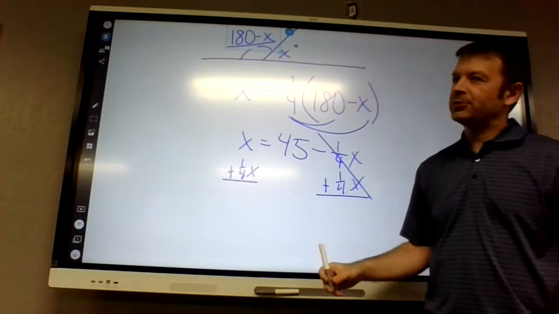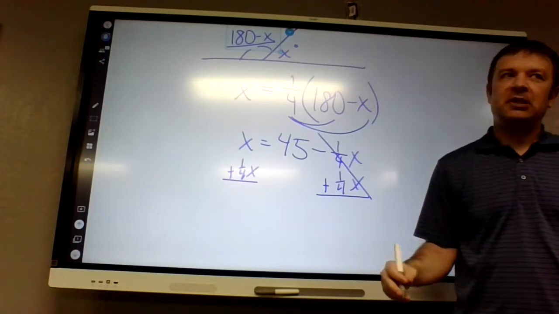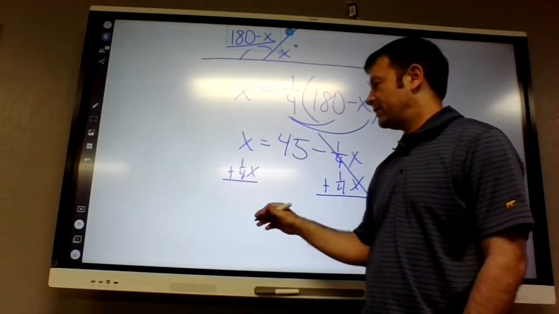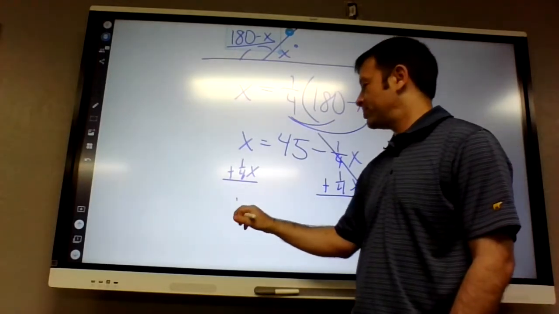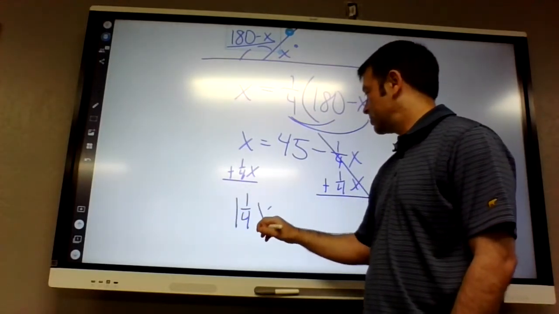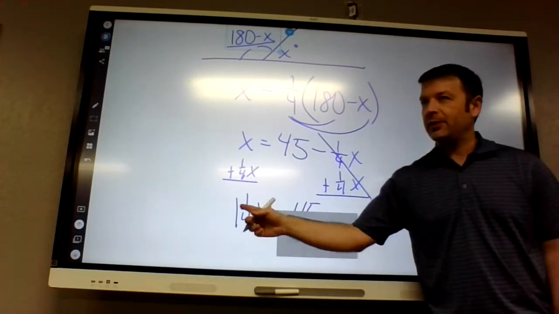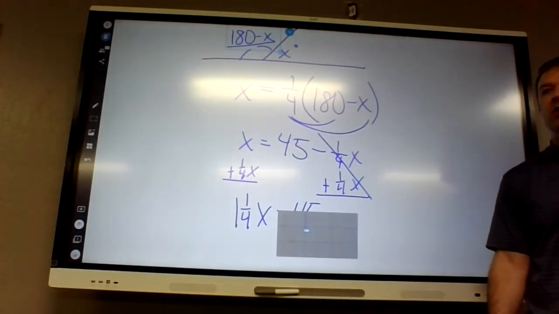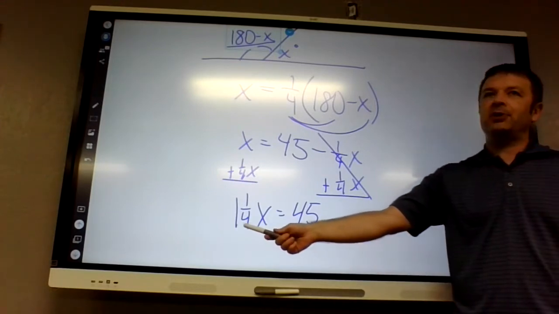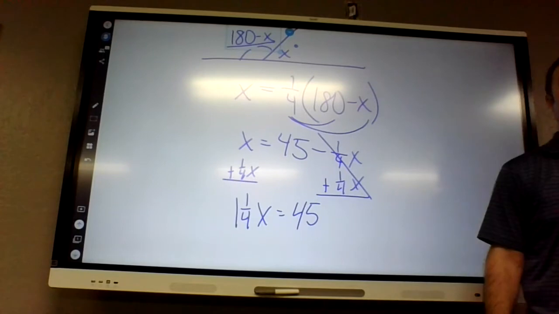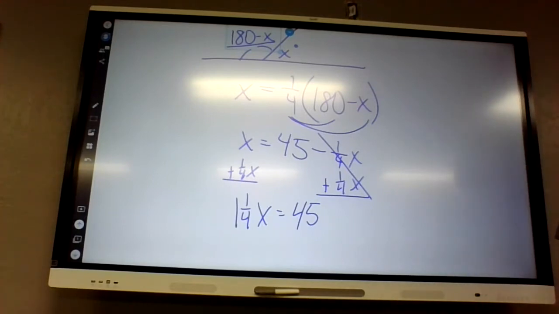Okay, what's x plus 1/4 x? 1 and 1/4, 1.25, 5/4 x. I'll just put 1 and 1/4. Doesn't really matter. So it's 45 divided by 1 and 1/4, or it might be easier to plug in 1.25 for that. 45 divided by 1.25 is 36.